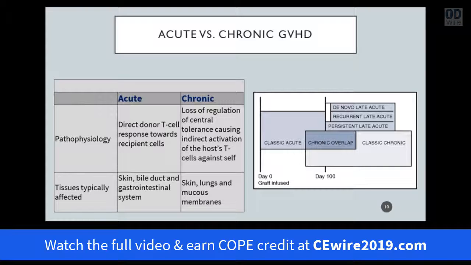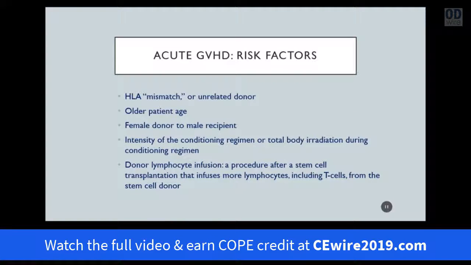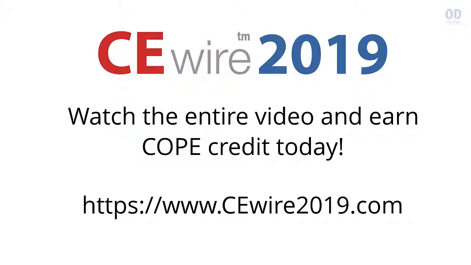As we'll see in a few minutes, the eye signs for each are somewhat different. For the internists and the rheumatologists that do this, they have to pay more attention to this. This is just giving you some background information. So in acute, the risk factors for acute GVHD include an HLA mismatch or unrelated donor. The patient will be older.